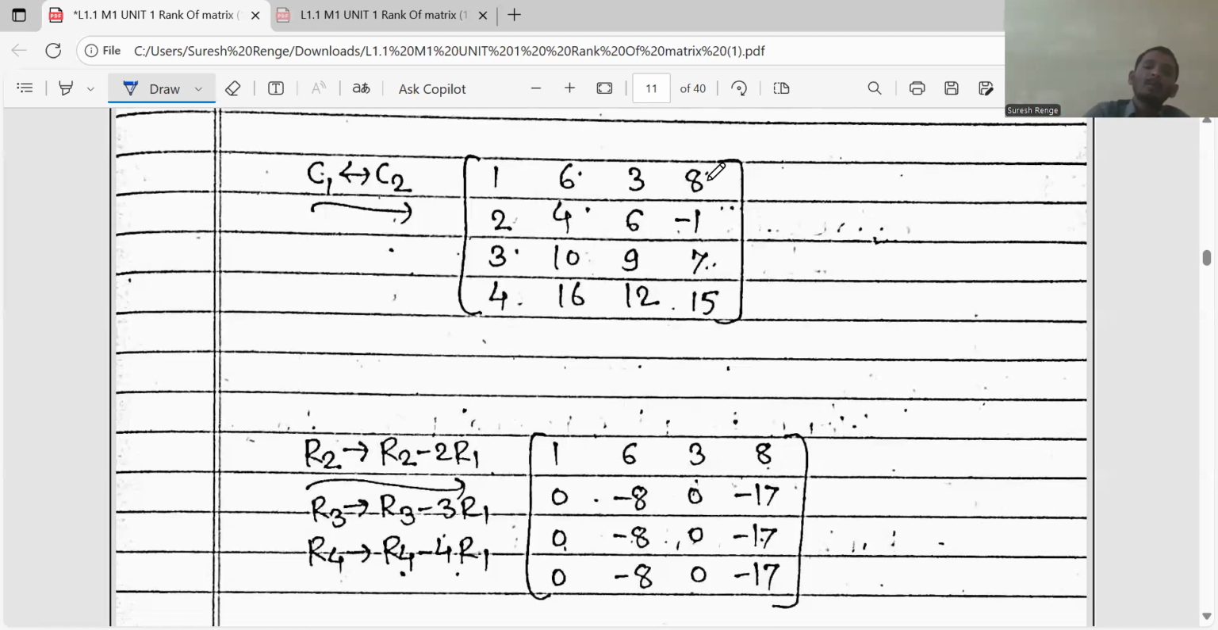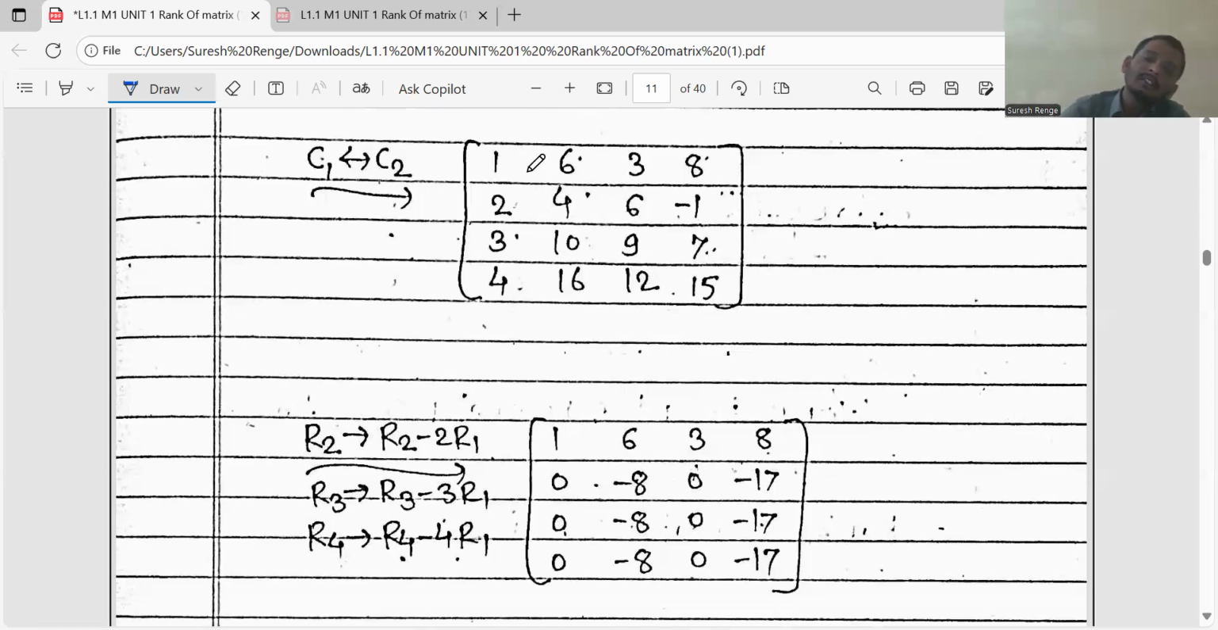Now, what are the operations? Apply these operations on this matrix. Make the elements below the leading element equal to 0, that is, make 2, 3 and 4 equal to 0 by applying row elementary operations. Change R2 to R2 minus 2 times R1, change R3 to R3 minus 3 times R1, change R4 to R4 minus 4 times R1. These elements become 0. There is no change in R1, therefore we write R1 as it is.